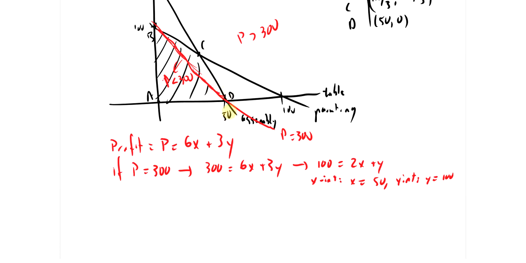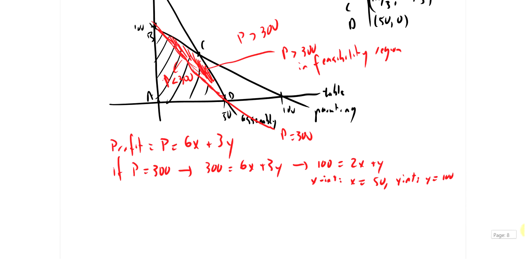So if he sells 50 tables and no chairs, well, 6 times 50 is 300. If he sells 100 chairs but no tables, 3 times 100 is 300. But no, there is part of the feasibility region, this part, where the profit is greater than 300. He can actually make more than $300 if he picked a combination of tables and chairs that lands in that part of the feasibility region.